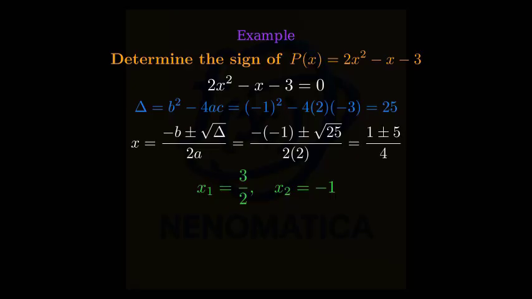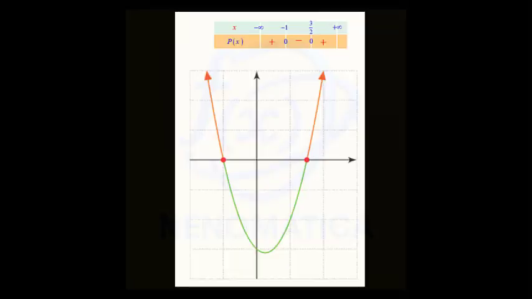Step 2. Create the sign determination table. Since a equals 2 is positive, the parabola opens upward. The sign pattern for p of x will be positive outside the roots and negative between the roots. We mark the exact zeros at x equals negative 1 and x equals 3 halves and fill in the signs accordingly. Step 3. Verify with the graph.